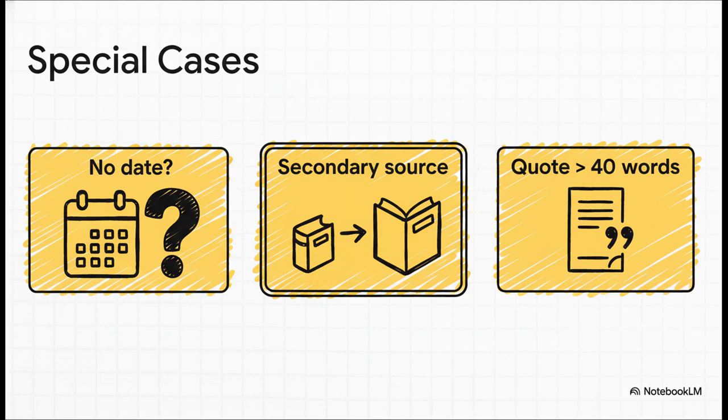All right, let's do a quick lightning round of some special cases. If you can't find a publication date, no sweat. Just use ND for no date. What if you're citing a source you found inside of another source? Use the "as cited in" format. And for those really long quotes, anything 40 words or more, you drop the quotation marks and just set the whole thing off as a separate indented paragraph.